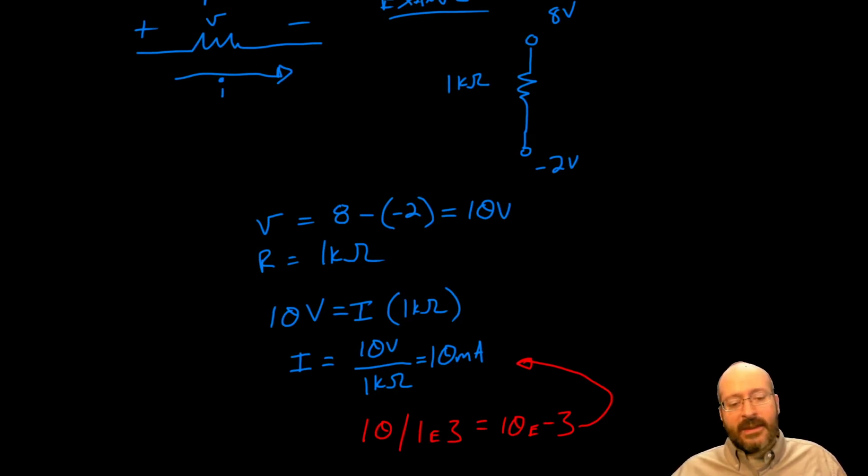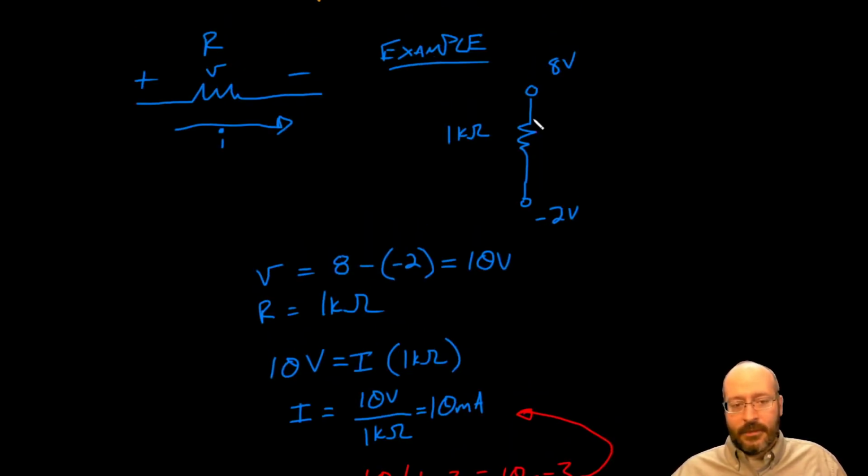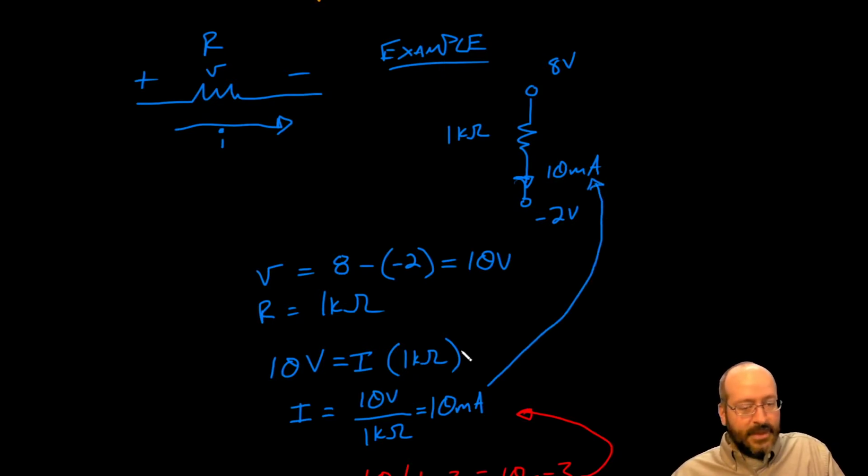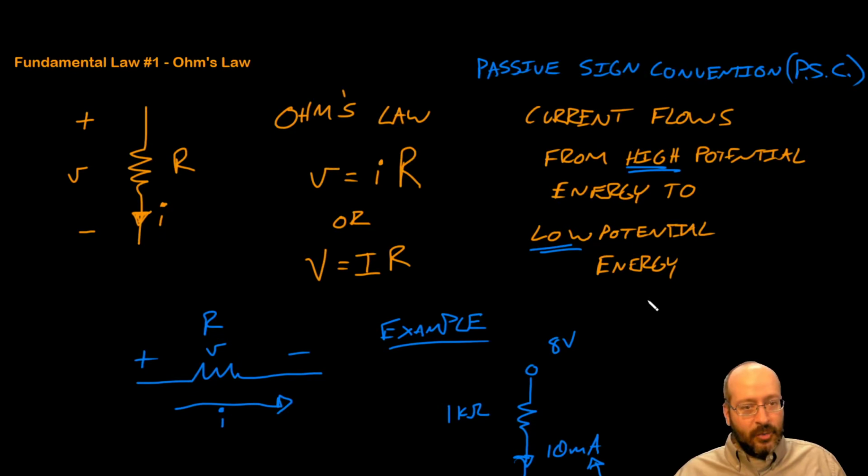Okay, so that 10 milliamps is going to flow through this resistor, and again, I'm going to say, which direction does it flow? It's going to flow from high potential to low potential, and that's going to be this way, right? So it's going to be 10 milliamps. Okay, we got that from down here. That's where that value came from. All right, so Ohm's law is good. We got to think about the passive sign convention while we're applying Ohm's law.